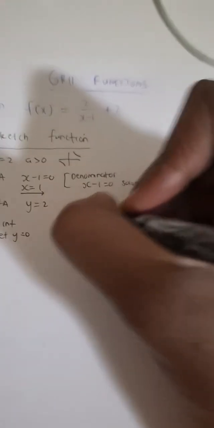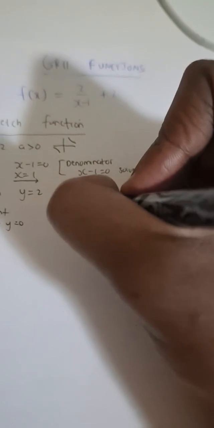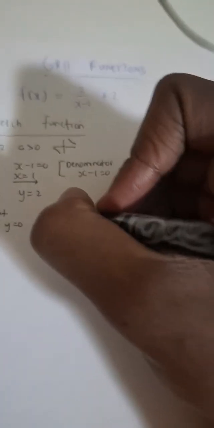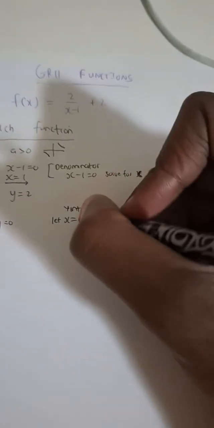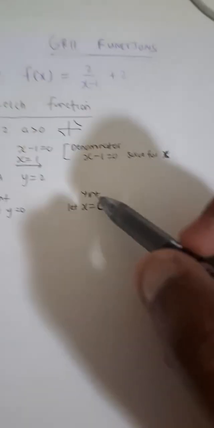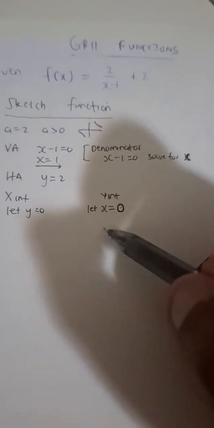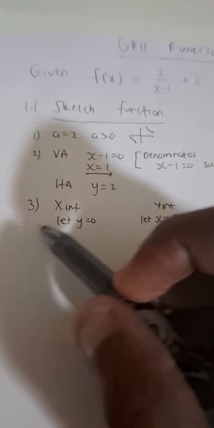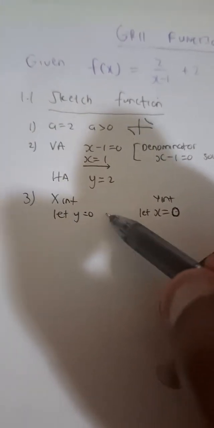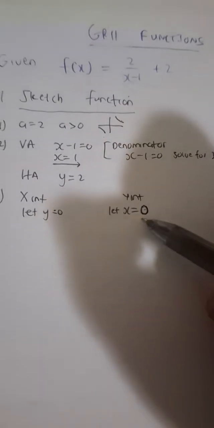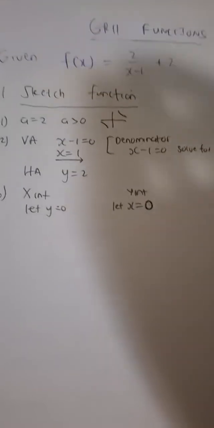Thirdly, we need the x-intercept, and we know the x-intercept is where we let y be equal to 0. And we also need the y-intercept, which is where we let x be equal to 0. That's very important. The y-intercept is found on the y-axis. The x-intercept is found on the x-axis. On the x-axis, we let y be equal to 0. On the y-axis, we let x be equal to 0.